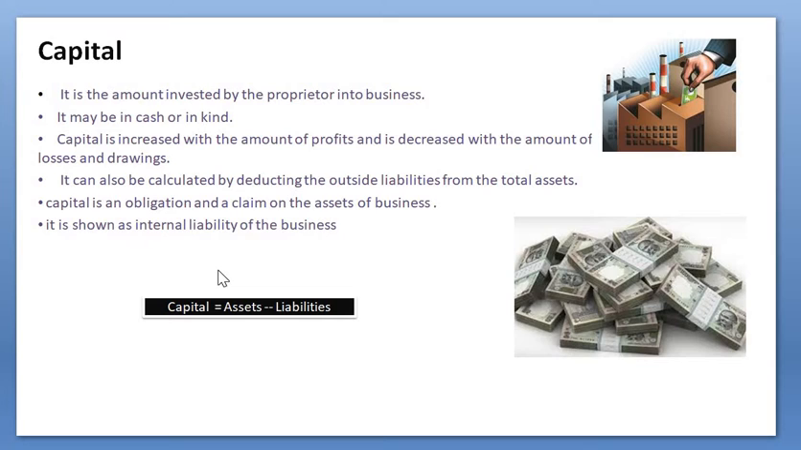Capital is increased due to the profits and decreased with the amount of losses as well as drawings. Capital can be calculated by deducting liabilities from the assets. Capital is an obligation and a claim on the assets of the business, but it is the internal claim of the business, internal liabilities of the business. So that is all about capital. Now next, drawings.